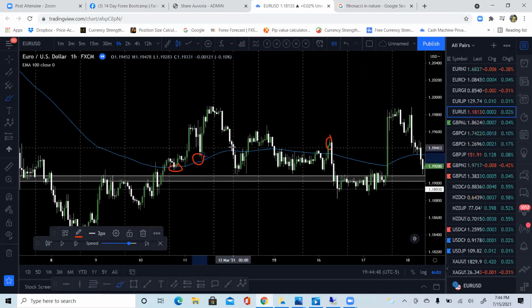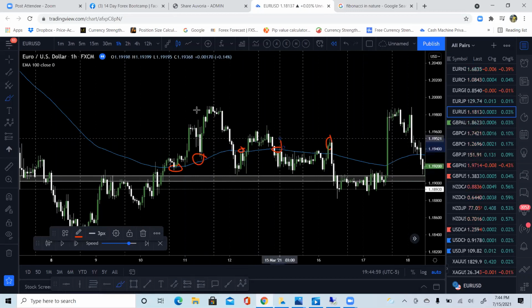You would have taken that one, maybe you would have lost, but it would have given you another short win for a sale on this retest. And you could literally take some trades like that.